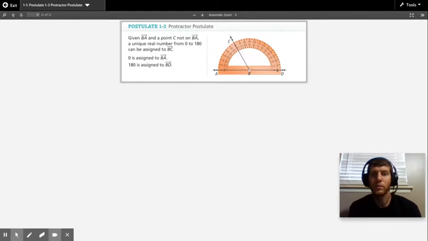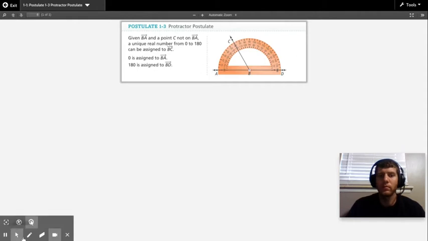Example 4 has to do with the protractor postulate. It says, given ray BA, so you have the one arrow over BA, that's ray BA, and a point C not on BA. Here's ray BA, and we have a point C not on there. We can assign a unique real number from 0 to 180 to ray BC.